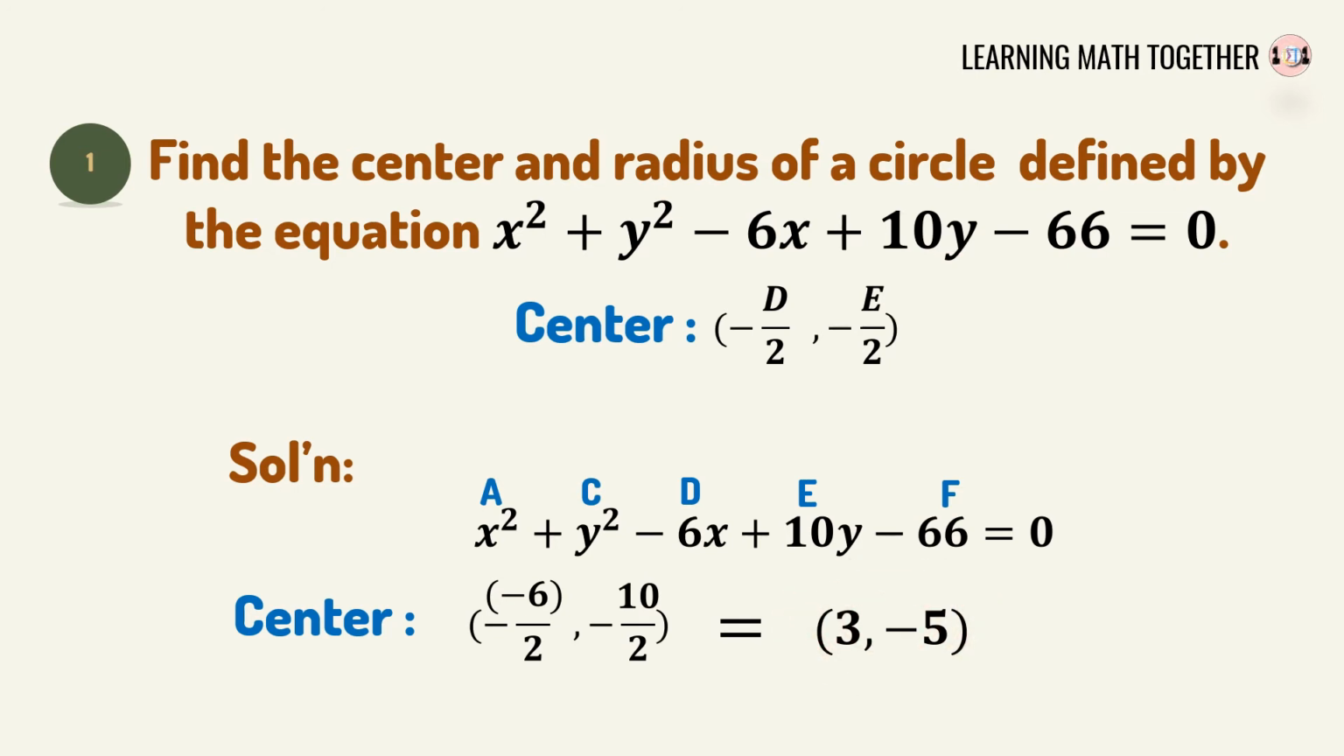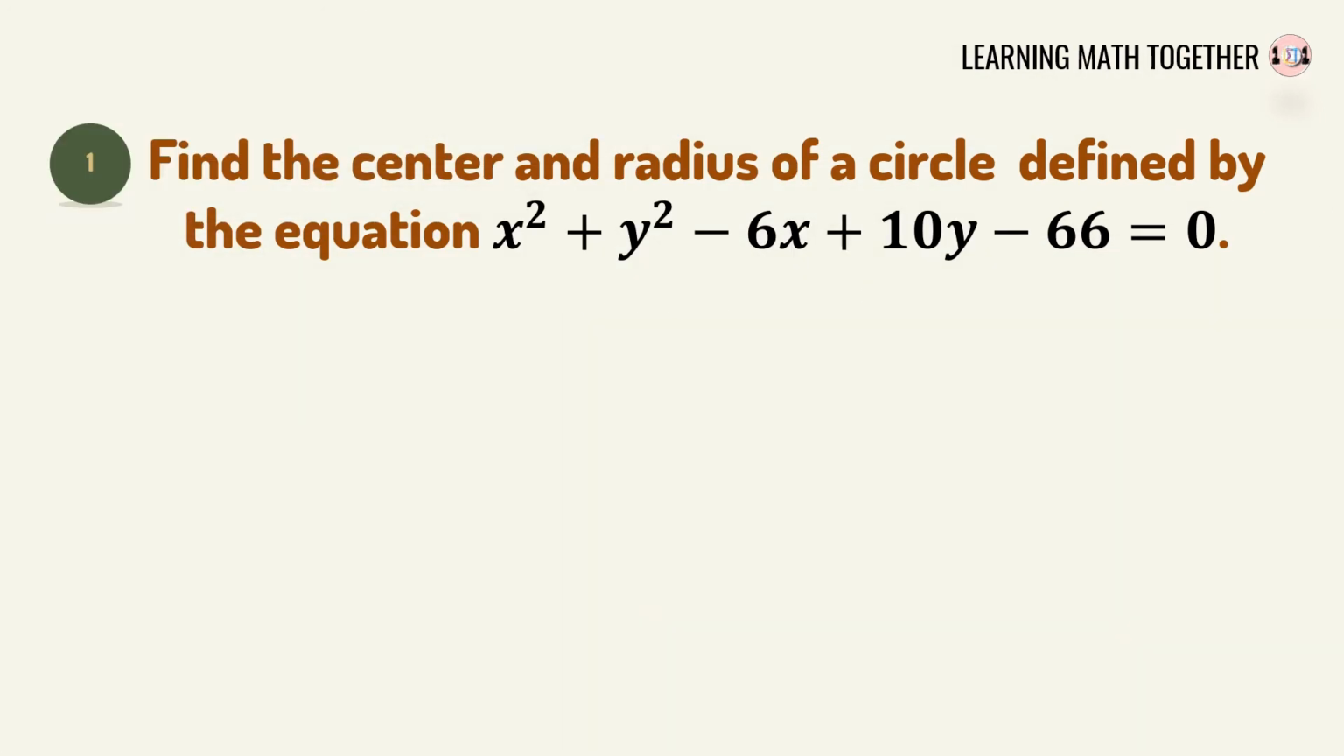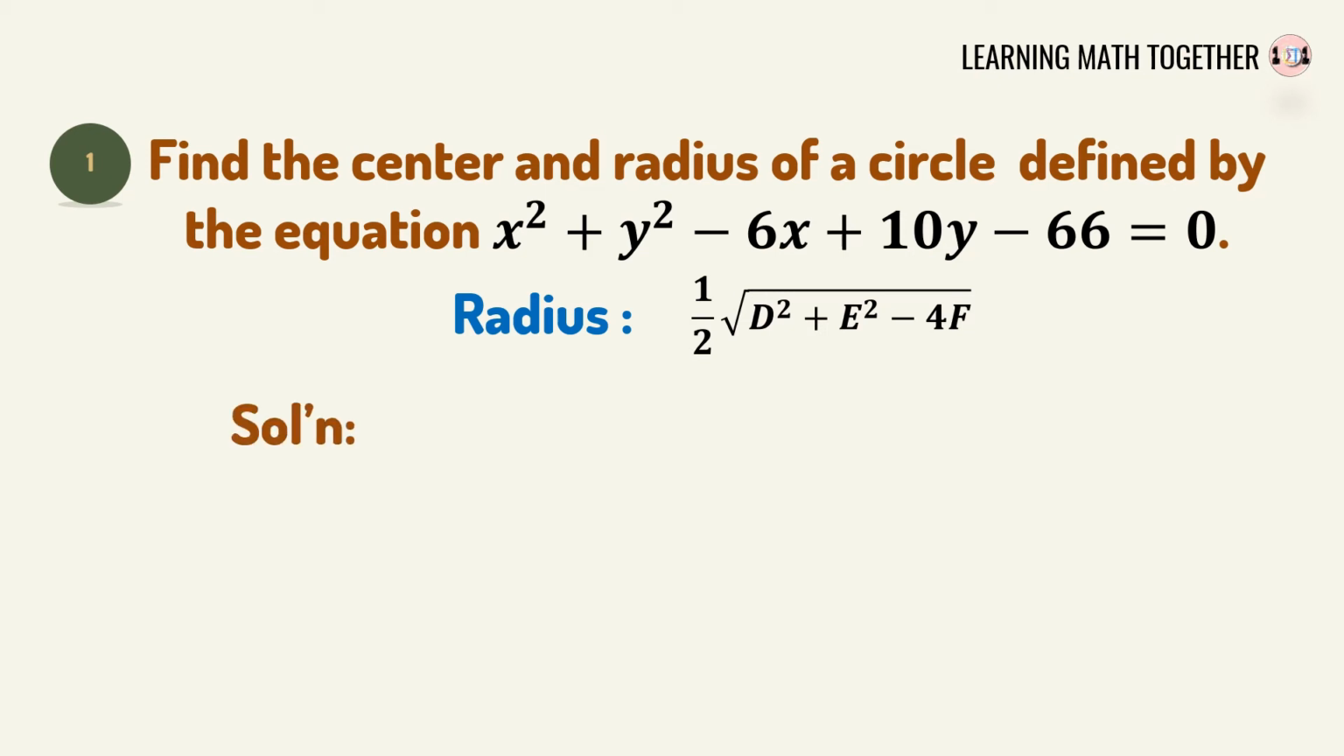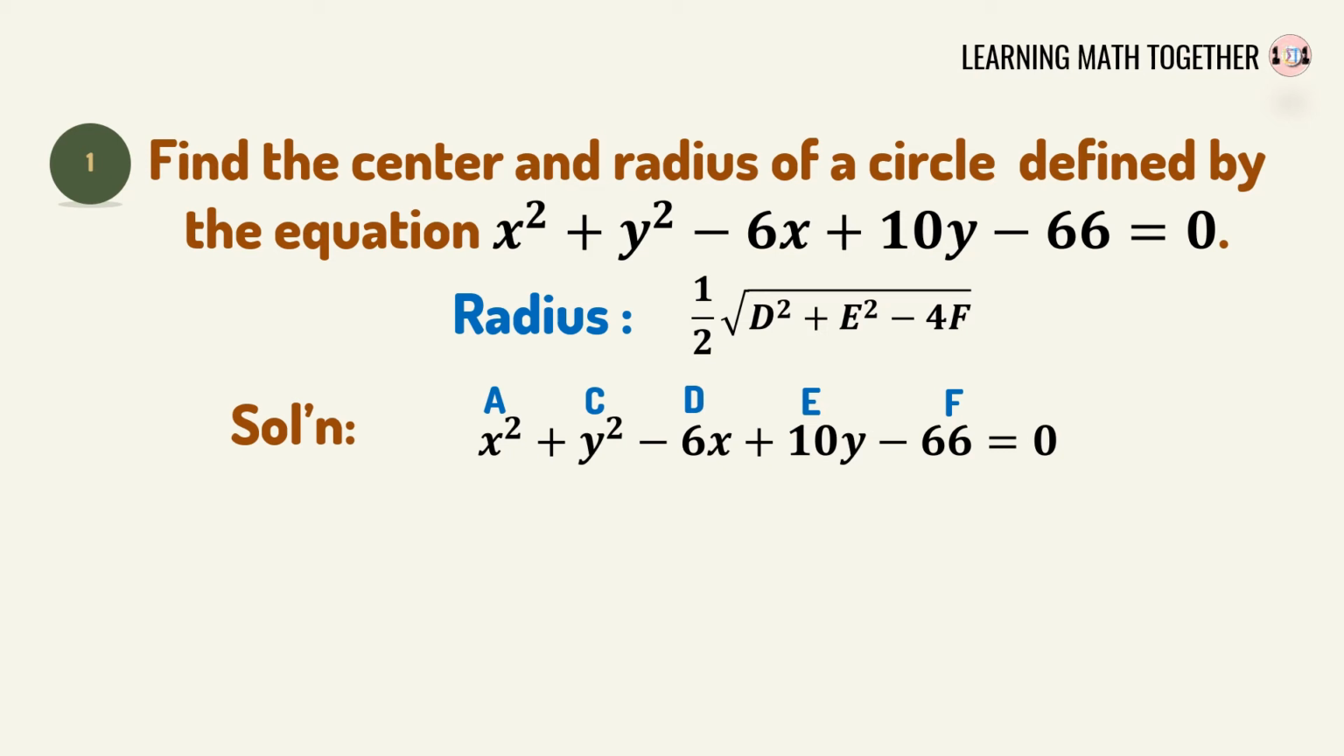Now let us move on to identifying the radius of this circle. Here is the formula for the radius. We have 1/2 the square root of D squared plus E squared minus 4F. So we just copy the one that we have solved a while ago, wherein we have identified the values of A, C, D, E, and F. Then we will just substitute the values to the formula.